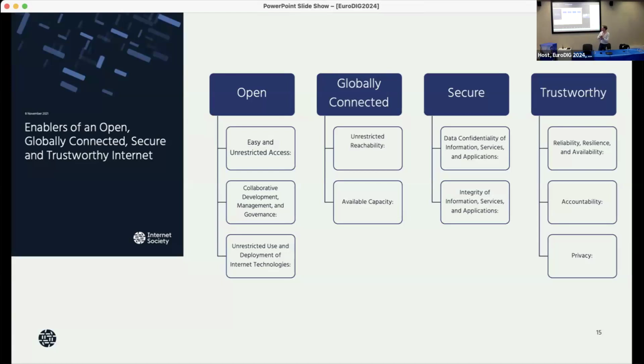So we call this document Enablers of an Open, Globally Connected, Secure, and Trustworthy Internet. And again, the approach is similar to that internet way of networking document, namely that you take one of these fairly high level and abstract concepts like open or globally connected, secure, and trustworthy, and try to identify its constitutive parts, the things that you need to assemble together in order to reach things like an open internet.